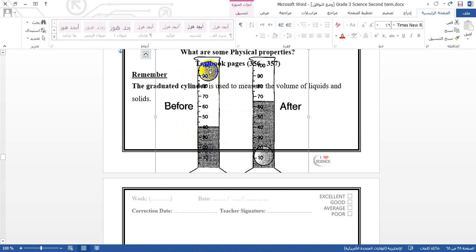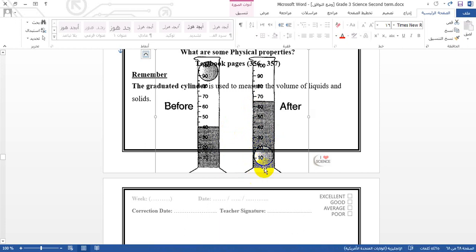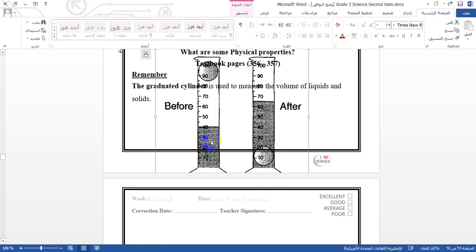Okay guys, so before we put the ball inside the graduated cylinder, the level of water is about 40 milliliters. But when we put the ball or the rock inside, the water goes up to more than 60. It exceeds 60, about 65. For that reason, this is the volume of the rock or the ball. This is how we measure the volume of this ball, by putting it in the graduated cylinder and seeing which level the water will reach. This is what we mean.